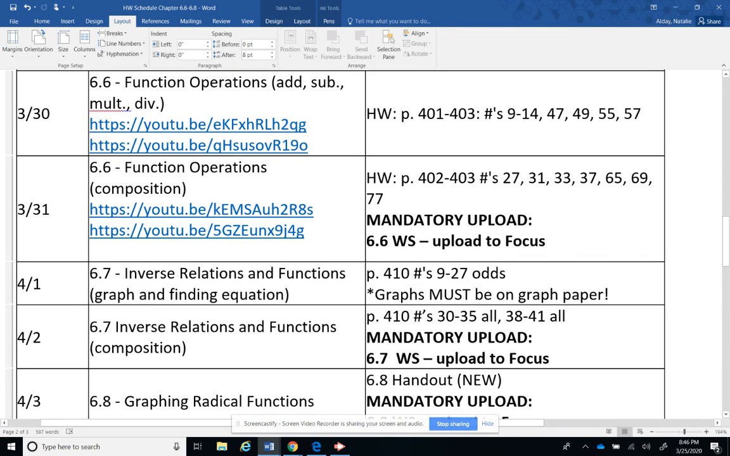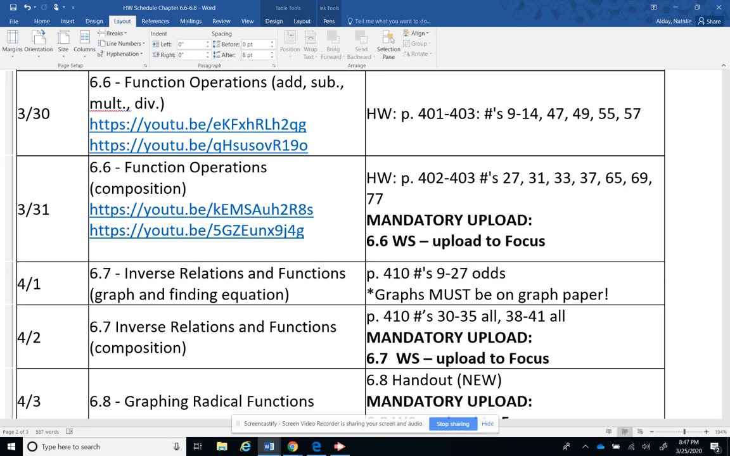That 6-6 worksheet, when you upload it to Focus, you're doing only the multiple choice problems. Okay, and then I want you to add whatever the last multiple choice problem is. If it's like 5, for number 6, I want you to put yes or no that you watched the videos, however many there are. And for number 7, I want you to put whether or not you did the homework. So this is kind of an honesty thing going on. But you've got to do the homework in order for you to do the mandatory upload, or you won't be able to do it.